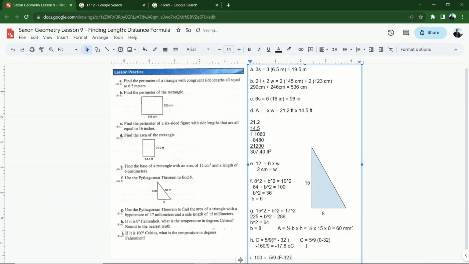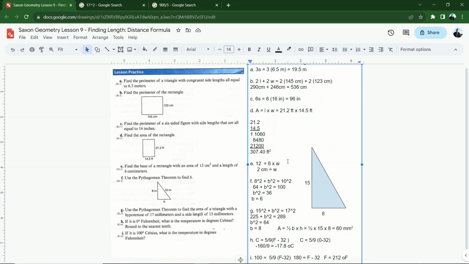And now I'm going to multiply both sides by 9/5. That gives me 900 over 5. 180 equals F minus 32. I had to add 32 to both sides. I find that the Fahrenheit temperature when it's 100 degrees Celsius is 212 degrees. So it'd be 212 degrees Fahrenheit if it's 100 degrees Celsius. That makes sense because that's the boiling point of water.